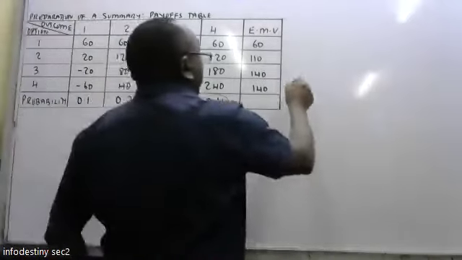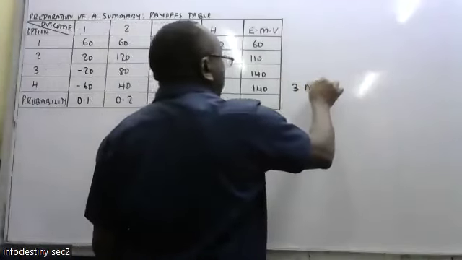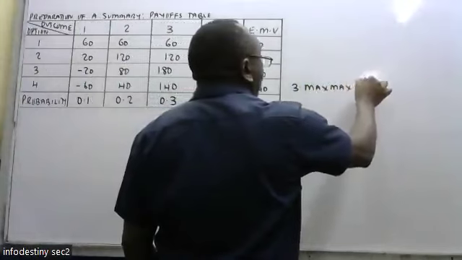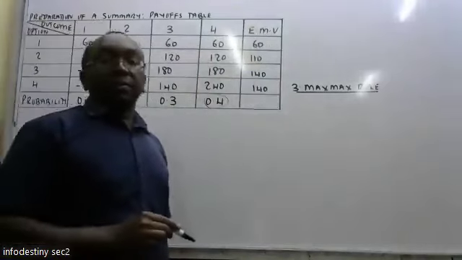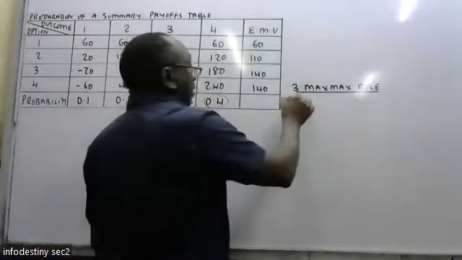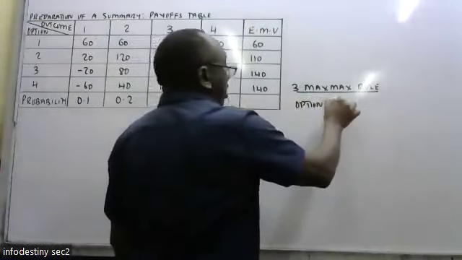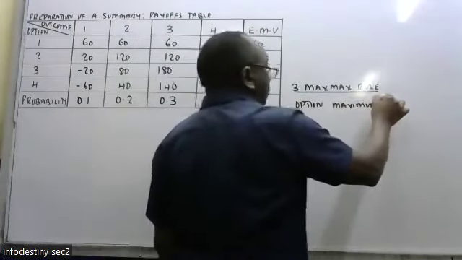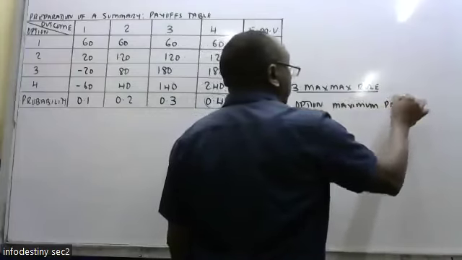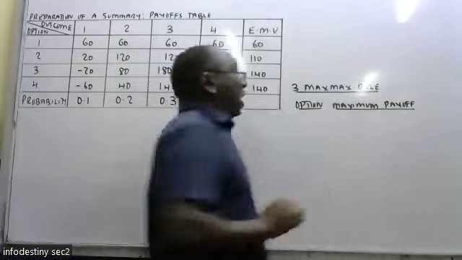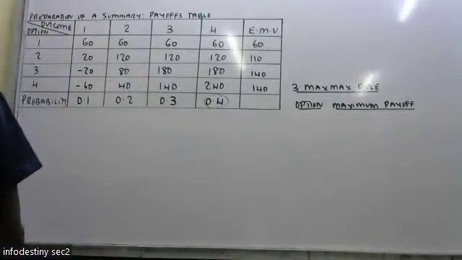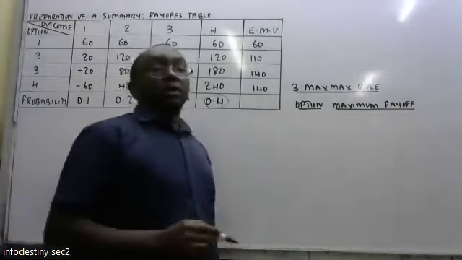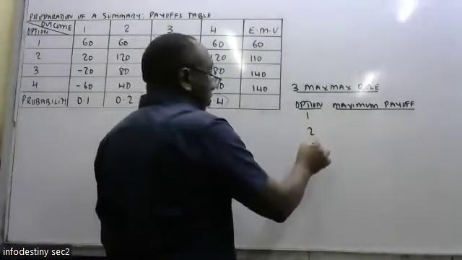Rule number 3 is called the max rule. The max rule is set up this way. You have the option here, then you have the maximum payoff. So option 1, 2, 3, 4.